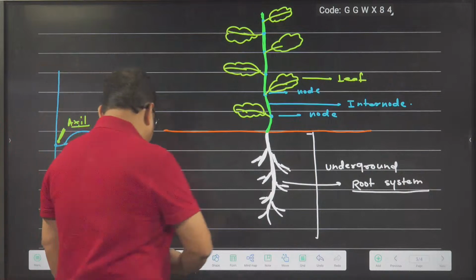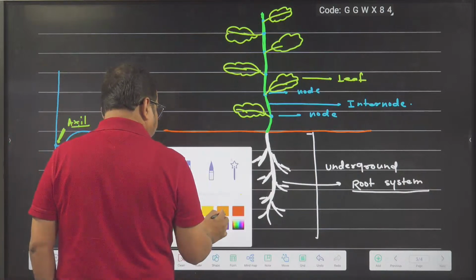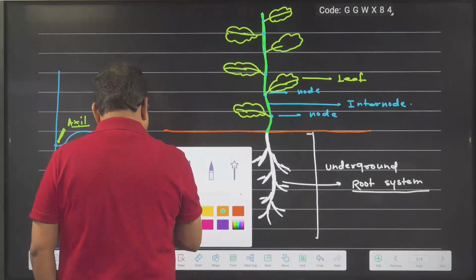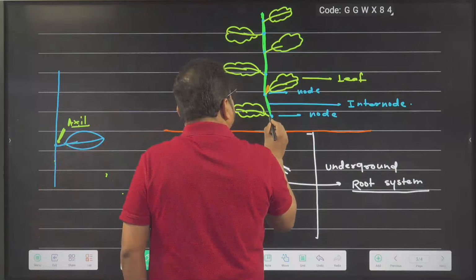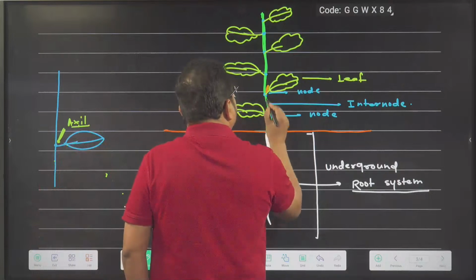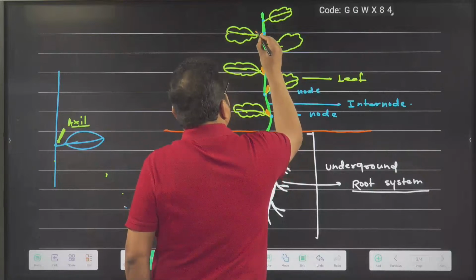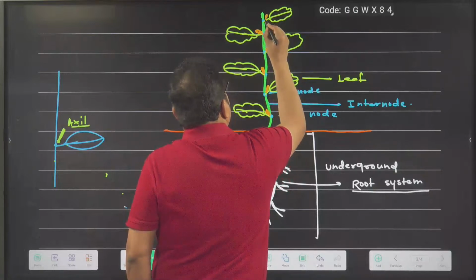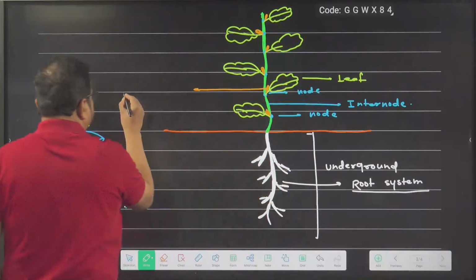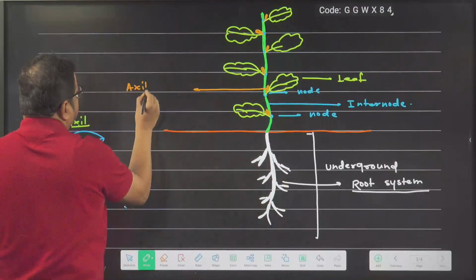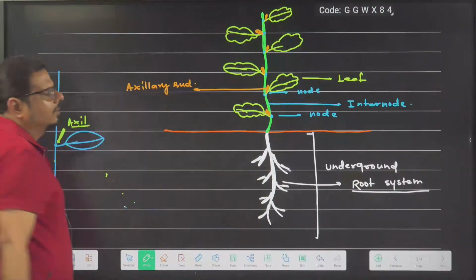So you will find that in the axil buds are present. I am changing the color simply to differentiate. So here you see in the angle of the stem and leaf there are buds present. See, such kinds of buds are present. These buds are called axillary buds. What are these buds called basically?